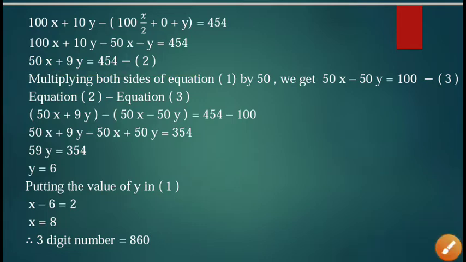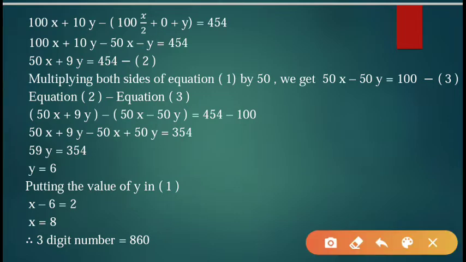Okay, in equation 1, if you multiply by 50 and subtract it from equation number 2, x will be cancelled and you will easily get the value of y. So in equation 1 you multiply by 50, you will get equation number 3. From both sides you have to multiply by 50. Now subtract equation 2 minus equation 3. When you subtract, you will get y is equal to 6.